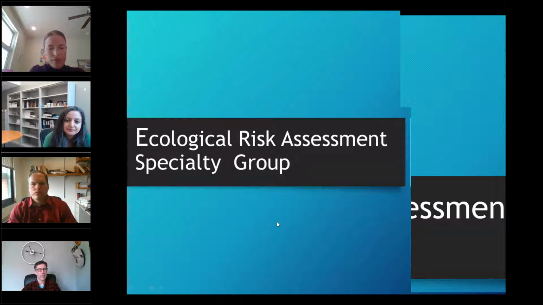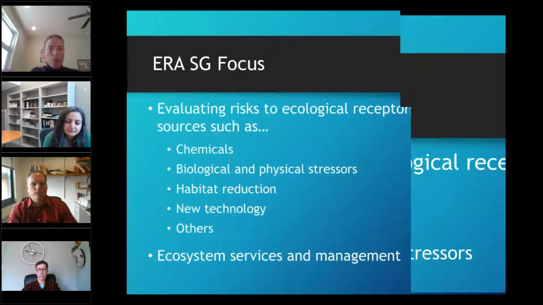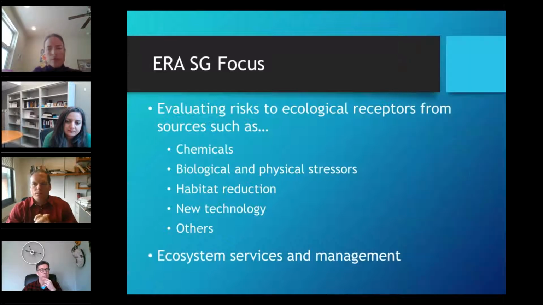So I'm Amanda Bailey, and I am a co-chair of the Ecological Risk Assessment Specialty Group along with Diane Henschel. So ecological risk is focused on ecological risk, but I want to talk a little bit about what that means. It really means a lot of different things. So the traditional definition, at least from my perspective, is looking at risks to ecological receptors in the environment from sources such as chemicals, as well as things like physical and biological stressors, or habitat reduction or degradation, and a number of other things.